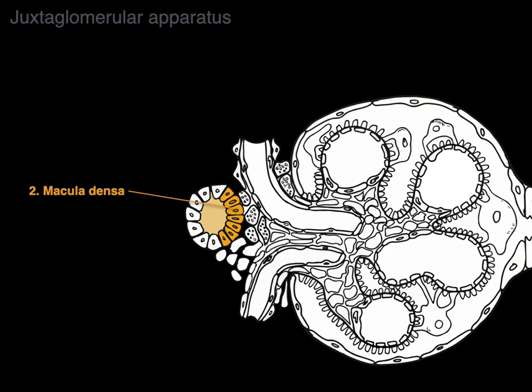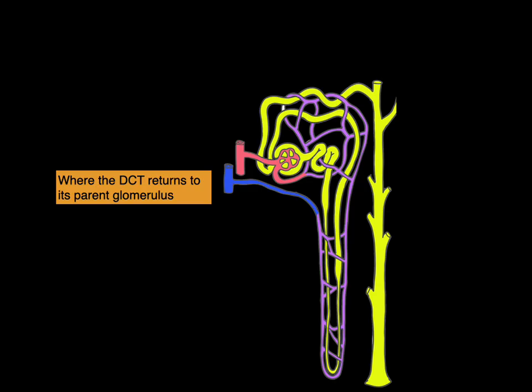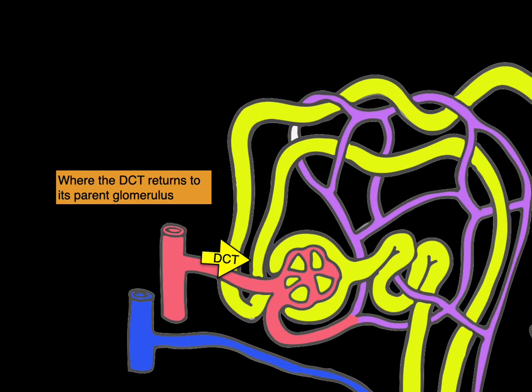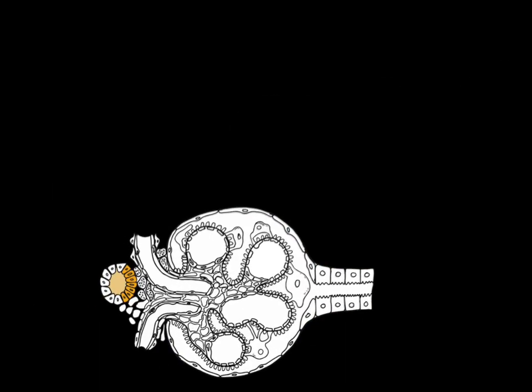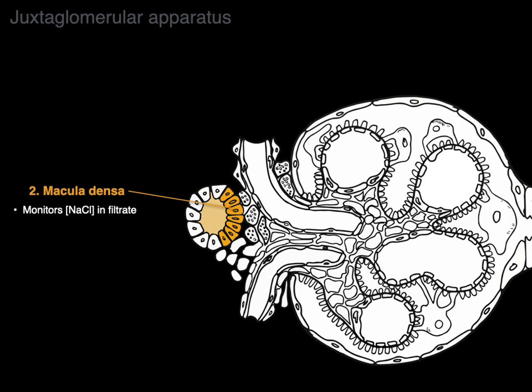Next, let's talk about the macula densa. This is where the distal tubule returns to its parent glomerulus. And just to review, there's the distal tubule, and there it touches its parent glomerulus, and that's the macula densa, okay? It monitors sodium chloride concentration in the filtrate or tubular fluid. It maintains an inverse relationship between sodium concentration and GFR via this tubuloglomerular feedback.